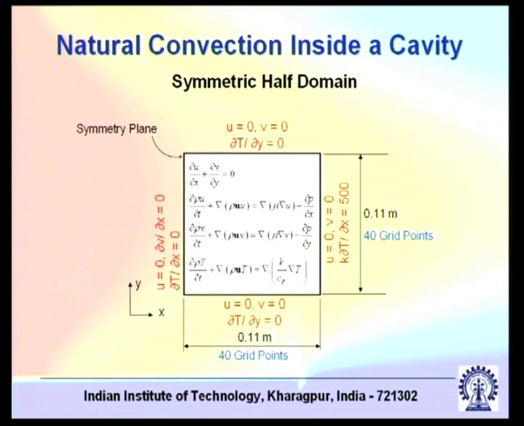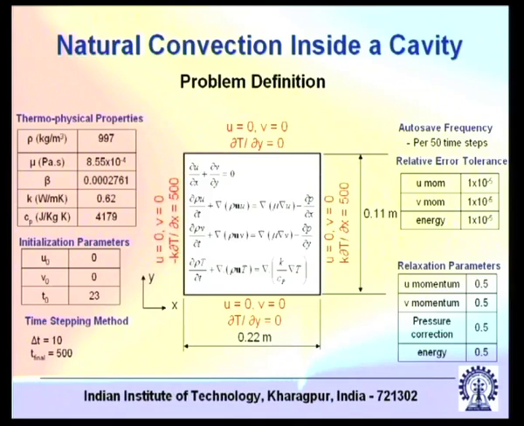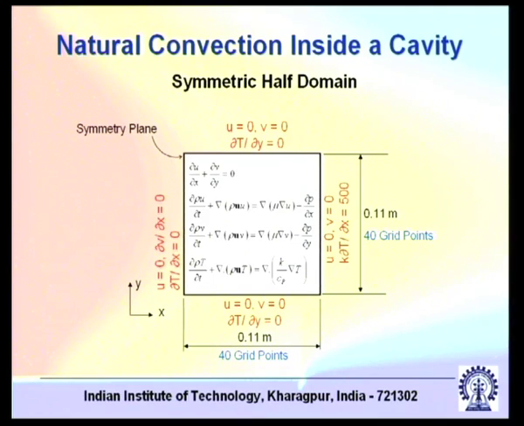Now let us try to solve the problem by considering the symmetry of the problem. See, the problem is symmetric with respect to the center line. So if you pass an axis through the center line, then the left hand side and the right hand side are exactly symmetric. So you can solve half of the domain to save your computational effort. So what you do, you consider a symmetric half domain, so this is the center line, this is the symmetry plane on the center line of the rectangular cavity.